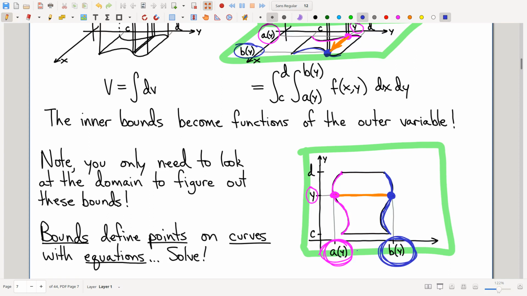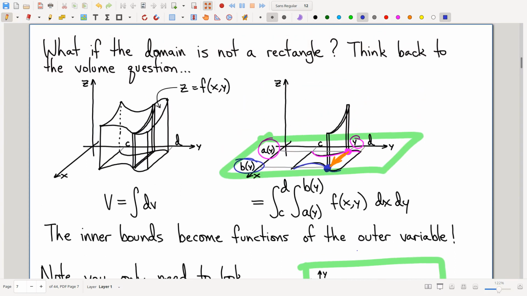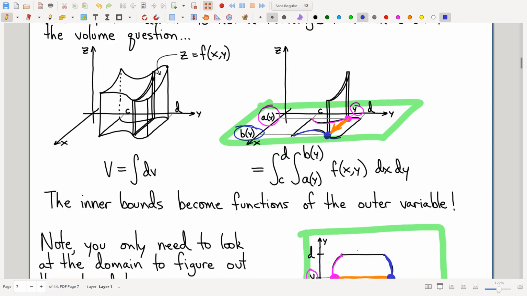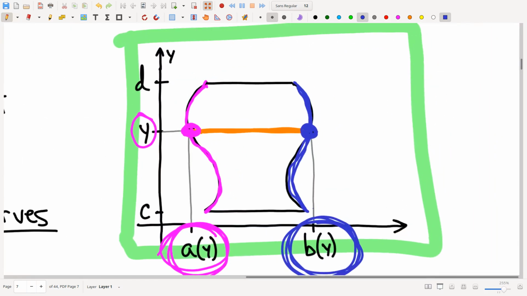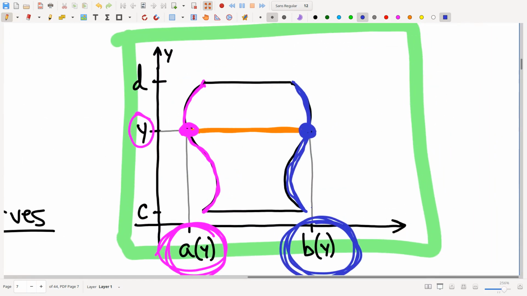So rather than draw this picture here, this picture's hard, right? It's all three-dimensional. It's tricky to draw these kinds of pictures. I'm pretty good at it, and it's still challenging for me to do a decent job drawing these pictures. You can bypass that. You don't need to draw the three-dimensional picture. Just draw the domain.